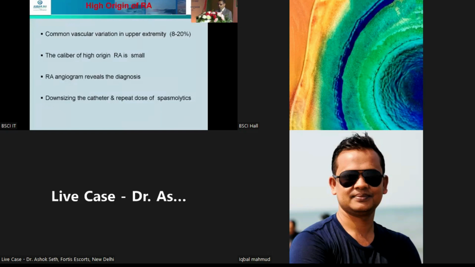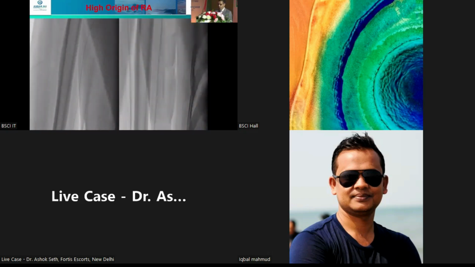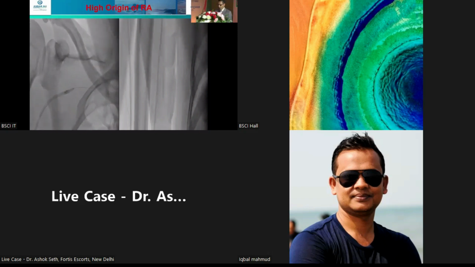And now the high origin of the radial artery. It's a common vascular variant in the upper extremity, 8 to 20%. The caliber of the high radial artery is small, like that of the accessory radial artery. Radial angiography also helps to diagnose, and downsizing the catheter and repeat doses of spasmolytic sometimes may help to overcome the problem. This is a very high origin. It's almost arising from the axillary artery.